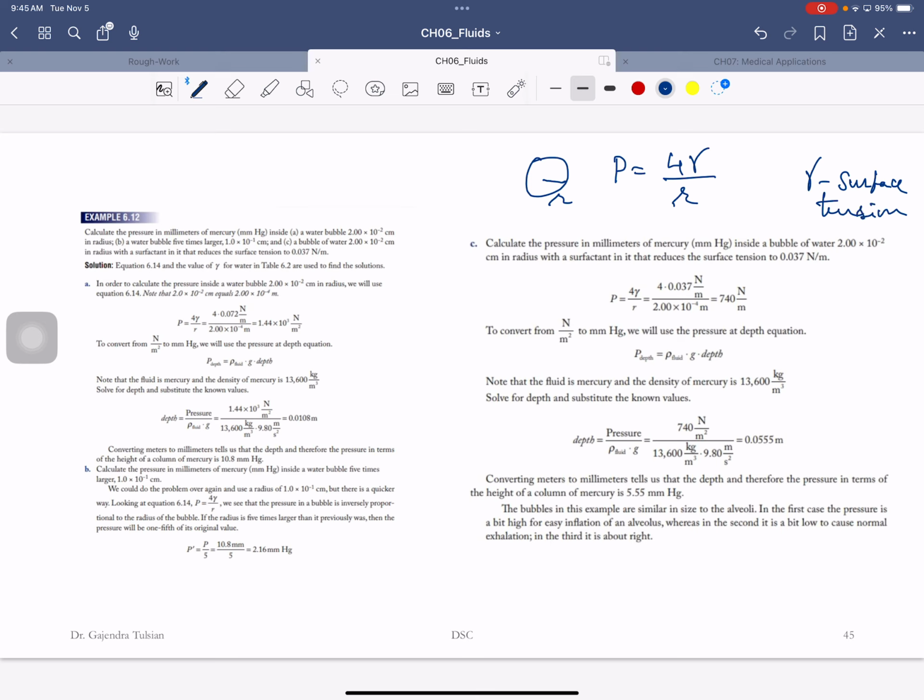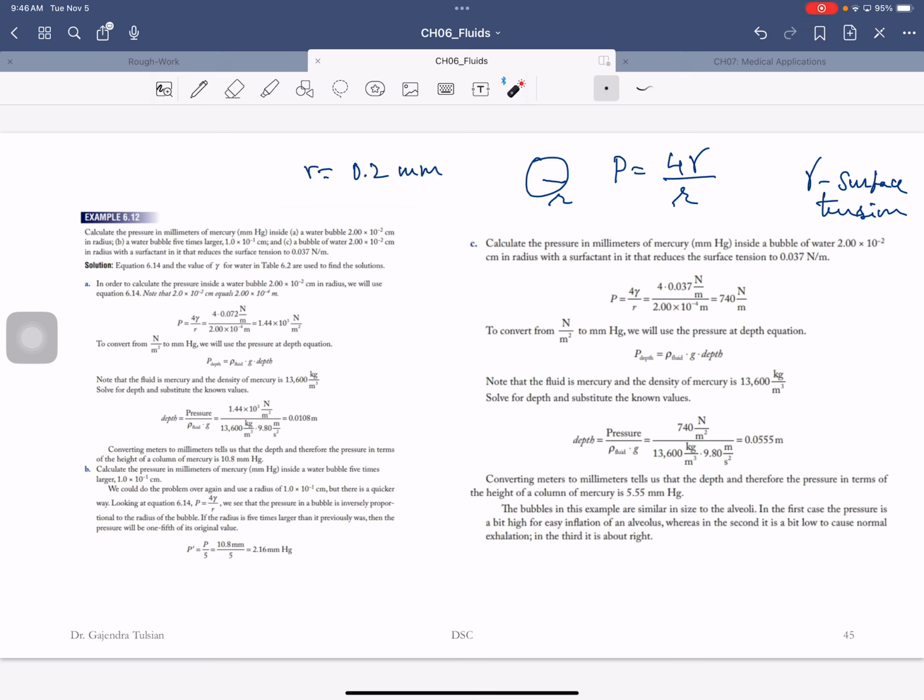All right, so now I'm going to just give you the punchline on these, and these numbers will be important. So here's a water bubble, and the radius of the bubble is 2 times 10 to the minus 3 centimeters, a 200th of a centimeter. Okay, and 0.1 centimeter is a millimeter. So this radius is 0.2 millimeters.